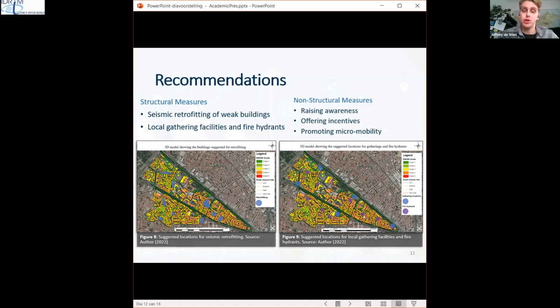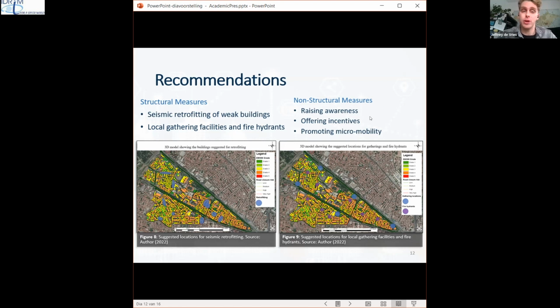And in purple, I've shown additional locations for fire hydrants. These places were determined to become isolated during an earthquake event. So by placing additional fire hydrants there, we can help the firefighters in fighting these fires that become difficult for them to reach with the large trucks.